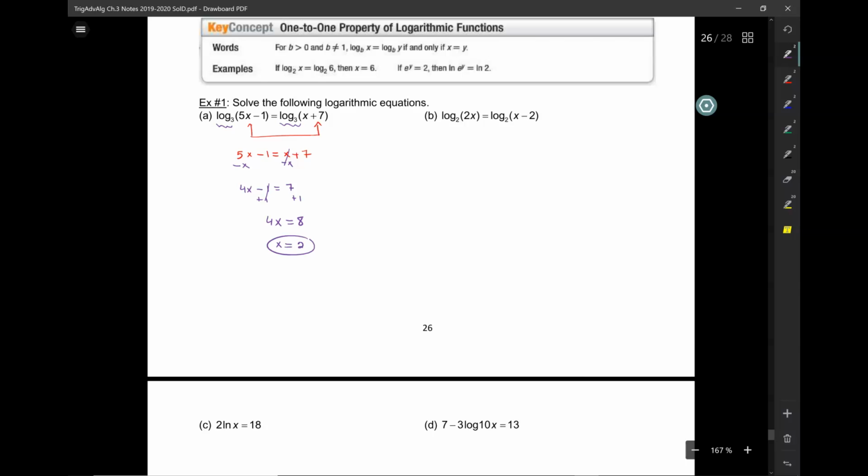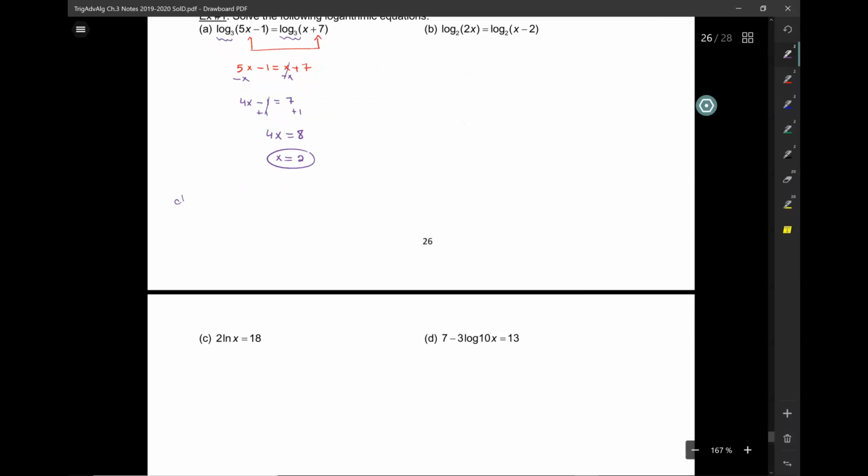Okay? And then here, you have to check to make sure that this is the right answer. So you put it back into the log. Log base 3 of 5 times 2 minus 1, is this equal to log base 3 of 2 plus 7? And you see here, I get log base 3 of 10 minus 1, which is 9. Log base 3 of 9 does equal log base 3 of 9. Since you get the same thing on both sides, this works.